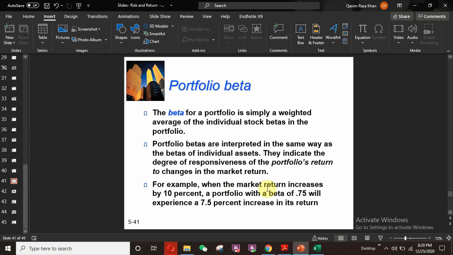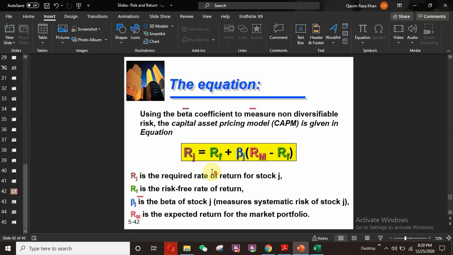So for example, when the market return increases by 10%, a portfolio with a beta of 0.75 will experience a 7.5% increase in its return. और जो हम ओवरऑल पोर्टफोलियो का एक बीटा फाइंड आउट कर लेते हैं और उसका जो रिस्पॉन्स रेट होता है that depends on the percentage of the portfolio beta.